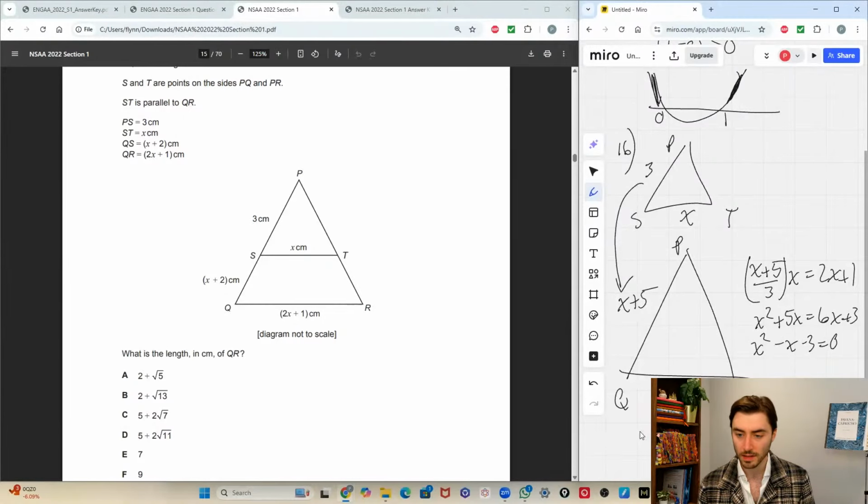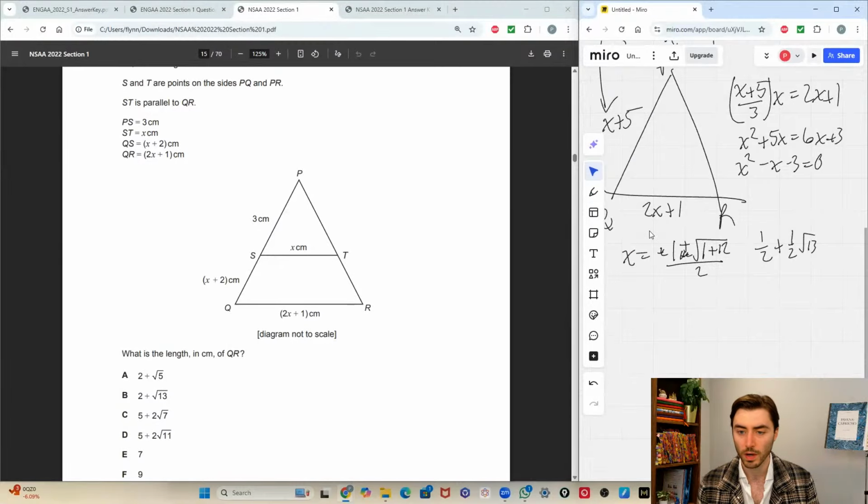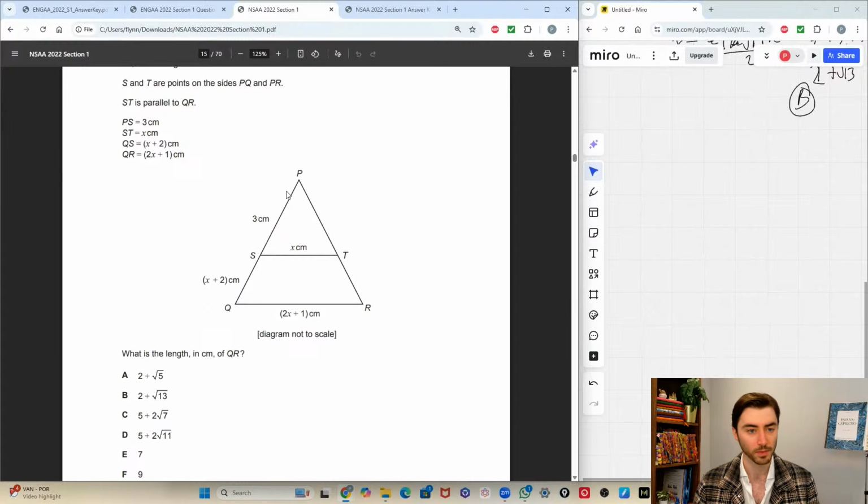Okay, then x is going to be minus b plus or minus the square root of b squared minus 4ac all over 2a. And x is going to be bigger than 0, which means I want the positive case. So it's a half plus a half root 13. And this QR is 2x plus 1. So multiplying by 2, you're going to get 1 plus root 13. And then adding 1 to that makes 2 plus root 13, which is b. Okay. And I felt like it took too long, but we'll analyze that afterwards.